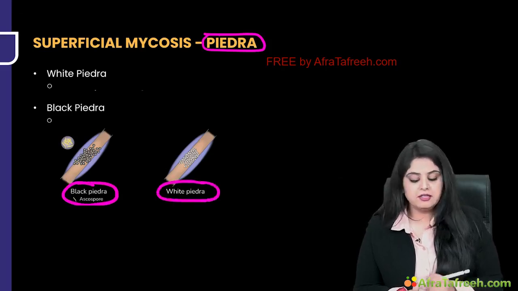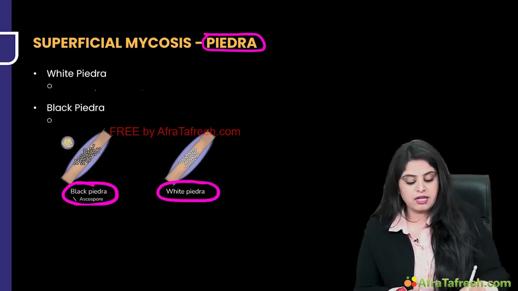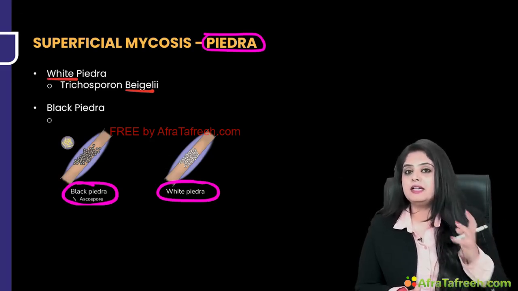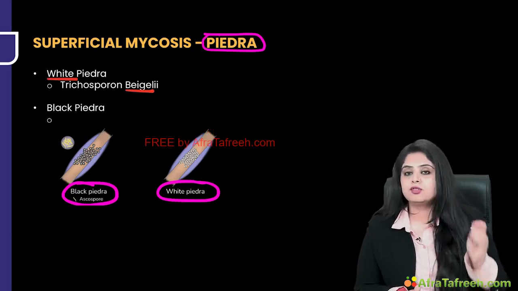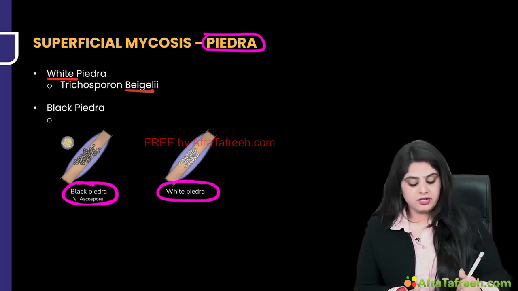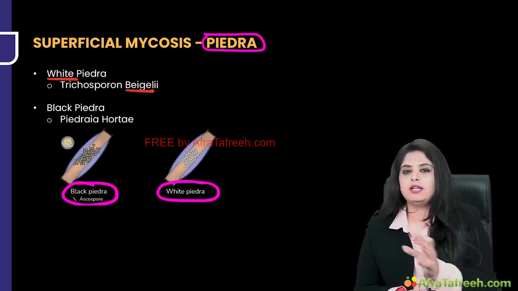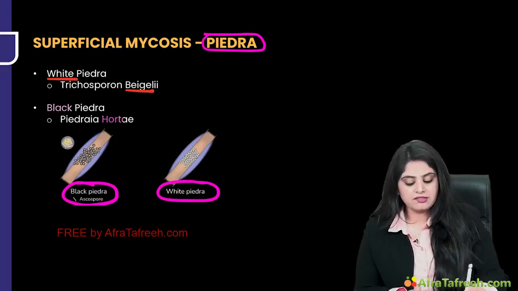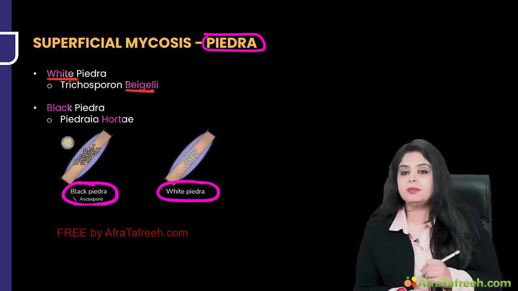If there are white ascospores, you call it white piedra. Which is the organism for it? Remember Trichosporon beigelii, because bijli, lightning in the sky, is white in color. So Trichosporon beigelii is white piedra. And for black you should have some "hot" word. So remember, piedra hortae, hot is going to make something black. Easy to learn. Bijli makes it white and hortae makes it black piedra.